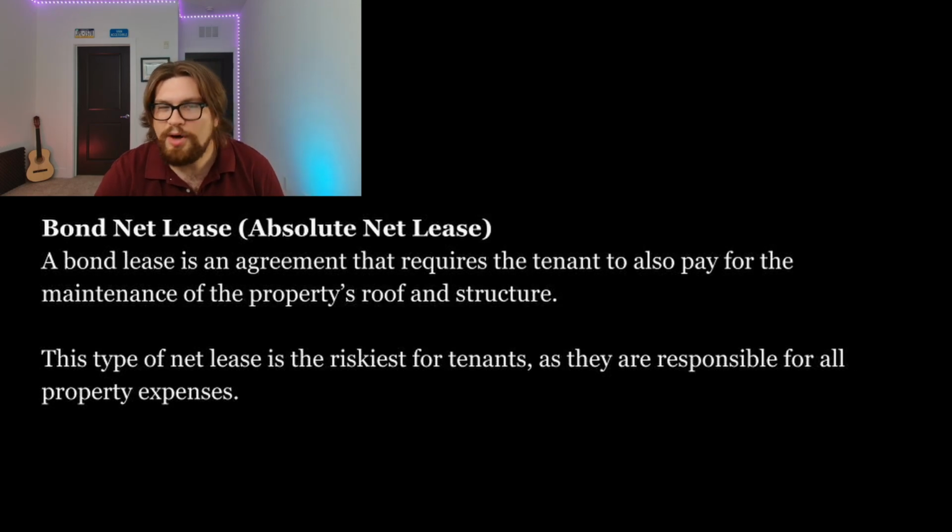investors. Now, there is that bond net lease, or an absolute net lease, which is essentially an agreement that requires the tenant to also pay for maintenance of the property's roof and structure. For example, if a hurricane were to come and destroy the property, the lessee would be responsible for reconstruction costs. This type of net lease is the riskiest for tenants, as they are responsible for all property expenses.